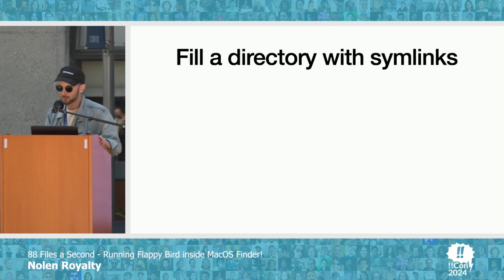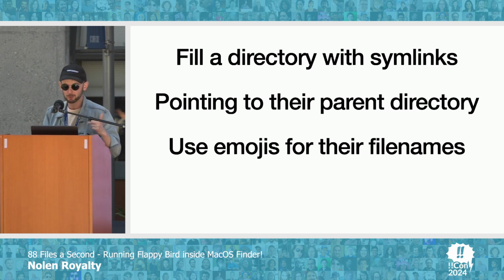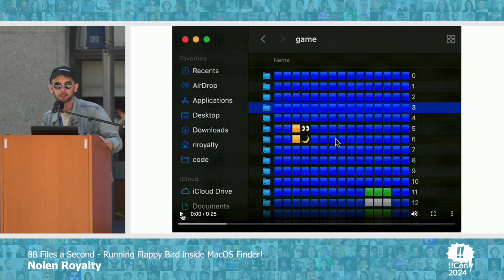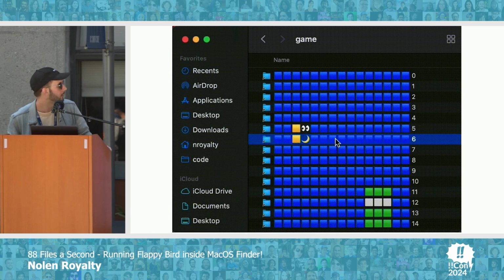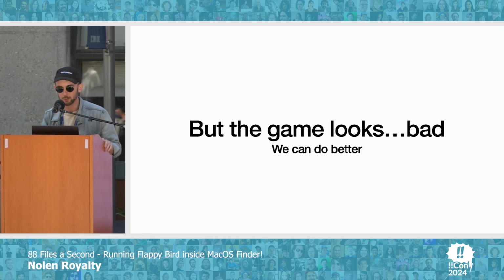But okay, recapping. What do we do? Well, we just fill a directory with symlinks pointing to their parent directory. We use emojis for their file names, and then we rename them to create movement. Normal stuff. And that gives us a game that looks like this. And that's a game, kinda. It's working, but there are some problems here, right? We can do better.